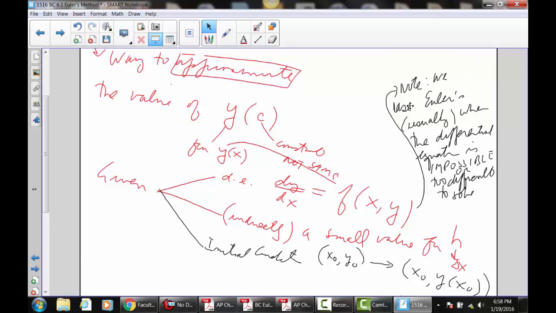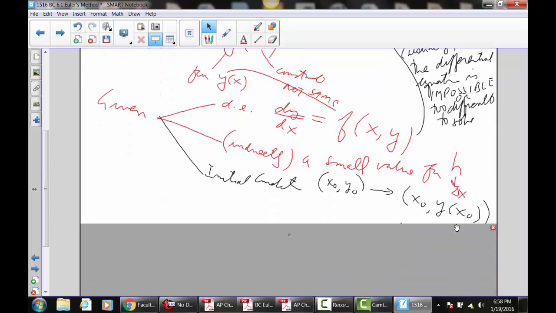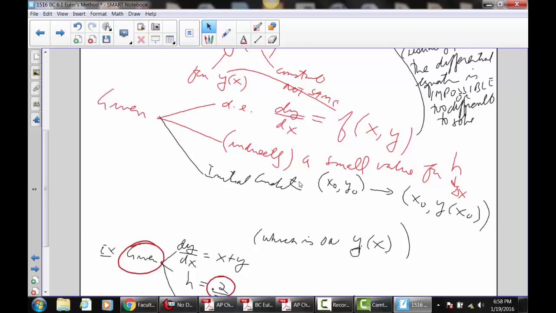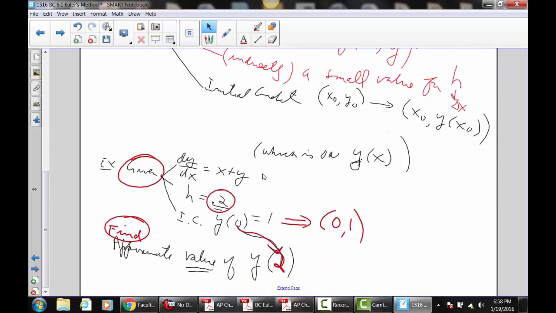So note, when are we going to use Euler's method? Usually it's when the differential equation is either impossible or too difficult to solve, or if they tell you to use Euler's method. Okay, so here's an example.